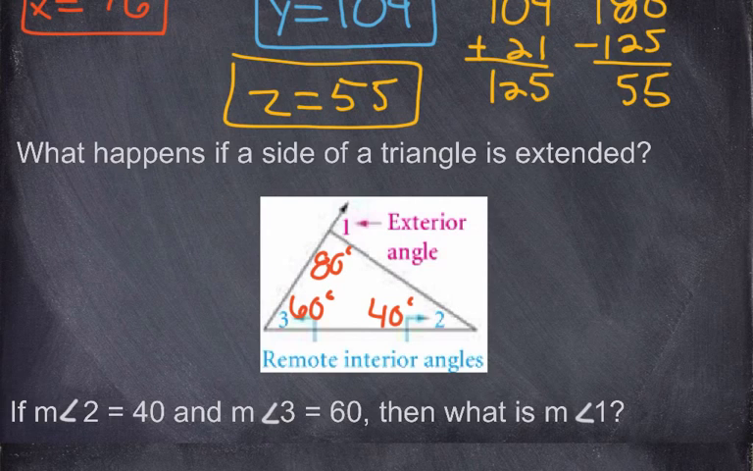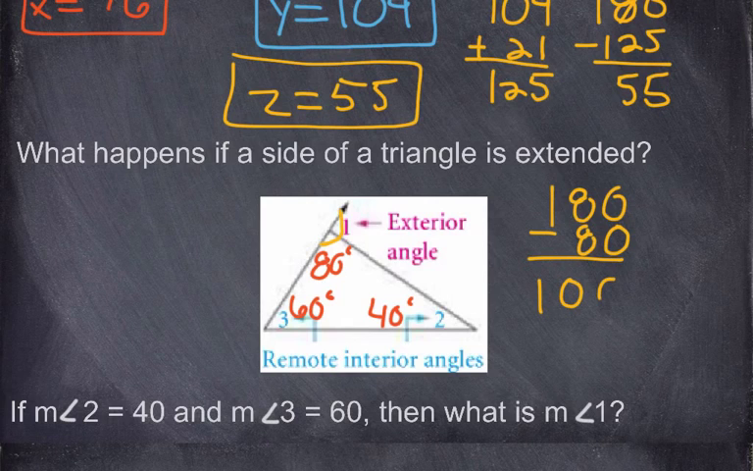Now, if the measurement of angle 2 is equal to 40, and angle 3 is 60, what is the measurement of angle 1? Well, notice here we have a triangle, so 60 and 40 add up to 100, which means this would have to be 80 degrees inside the triangle. Well, again, we have a linear pair here. They're supplementary, so angle 1 and the 80 add up to 180. So if you subtract those, you end up with 100. Okay, so angle 1 is 100 degrees.